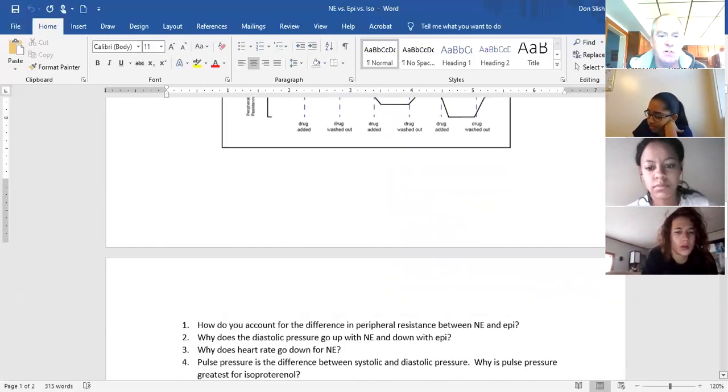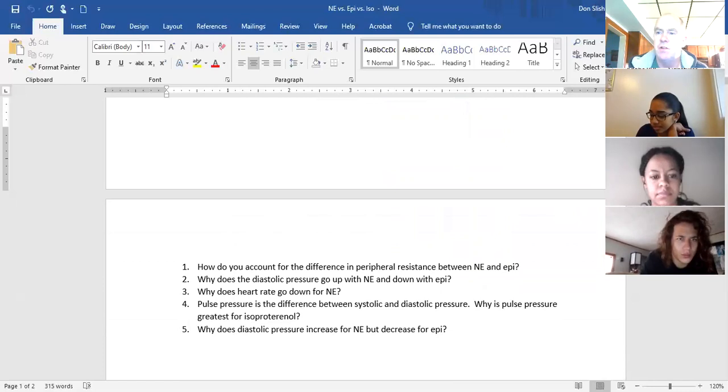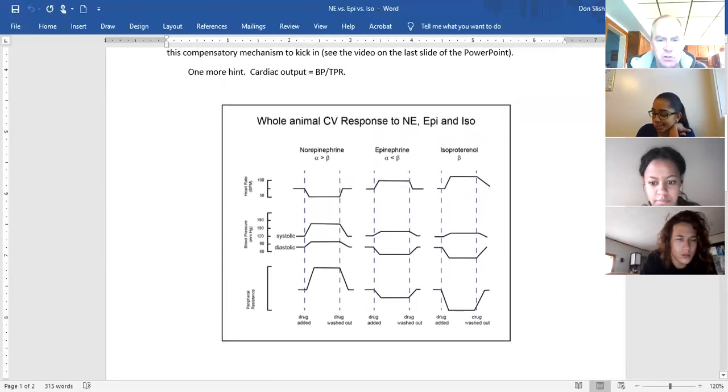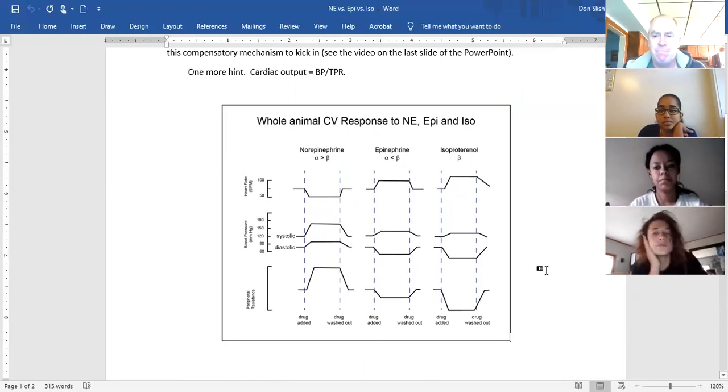Let's see what else we got here. Pulse pressure. Ooh. I was going to ask somebody what it was, but I have it written there. Okay. Pulse pressure is the difference between systolic and diastolic pressure. Why is pulse pressure greatest for isoproterenol? Ooh, that's a good question, which I don't think you're going to know the answer to. So pulse pressure is the difference between this and this. And this is greater than the norepinephrine one, and the beta one is even greater, the one that's all beta. So what's the big difference with beta receptor, like only beta versus alpha and beta, if you're comparing epinephrine, isoproterenol.